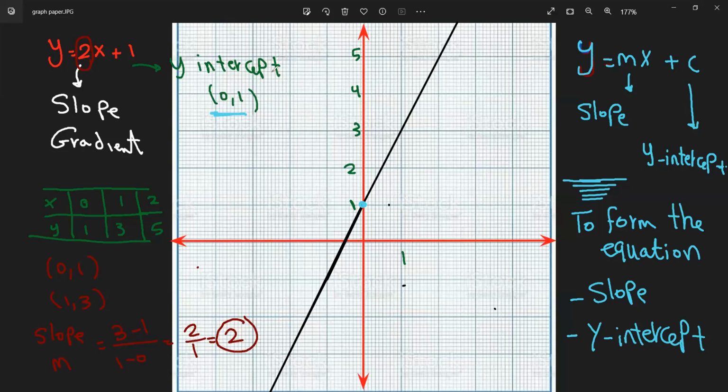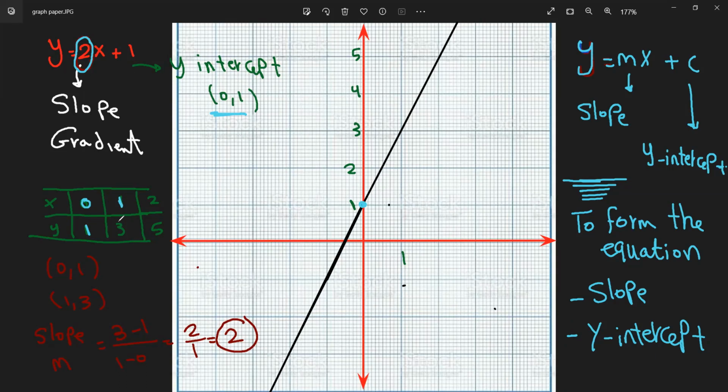When it comes to writing the equation, we have to find the slope and the y-intercept. But before we dive into this concept, I want to graph this relation, this equation, y equals 2x plus 1. So take values for x and check the values of y. When x equals 0, y equals 1.